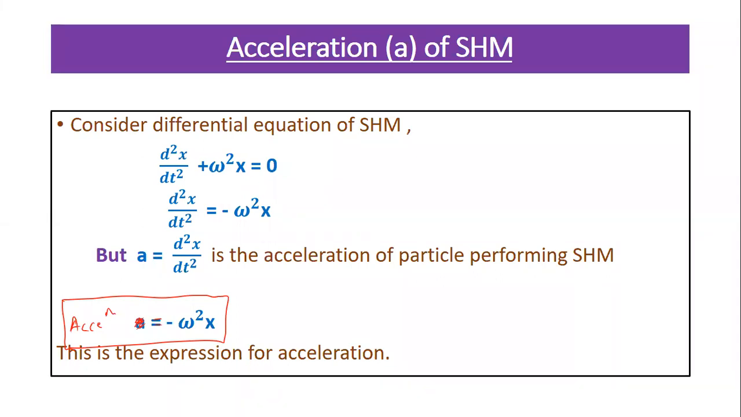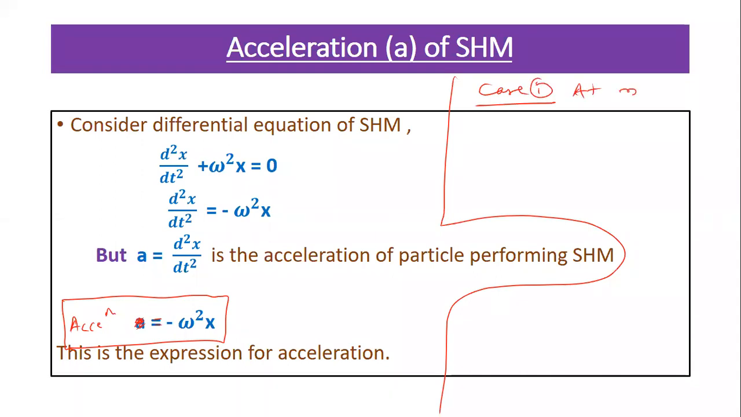The first case is case 1, at mean position. Now what is mean position? Let me tell you a simple example. When a particle is oscillating to and fro, the central equilibrium position is called the mean position. And these end positions are the extreme positions. So two extreme positions are there.